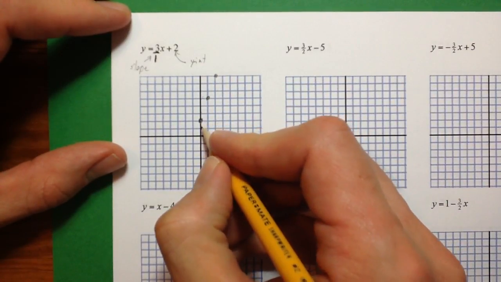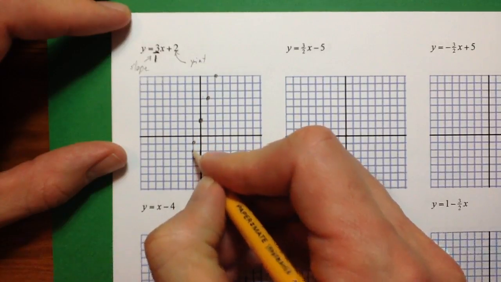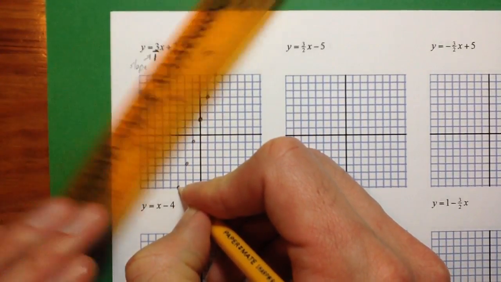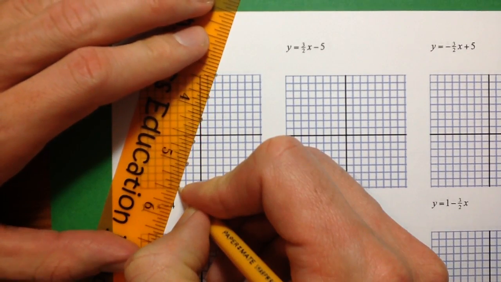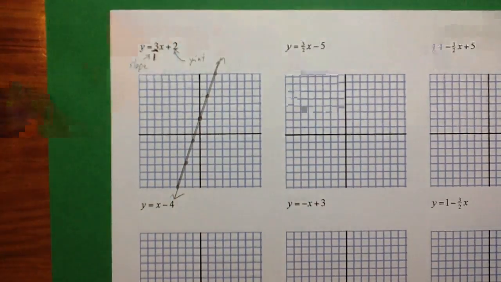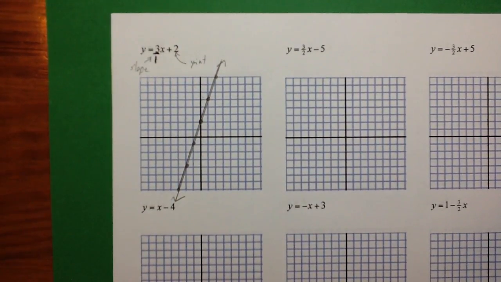I'm going to do the same thing here. So down 3 and back 1. Down 3 and back 1. All right, so here goes. Let's connect those right there. Okay? Are we good? Hope so. If you're not good, pause the video.